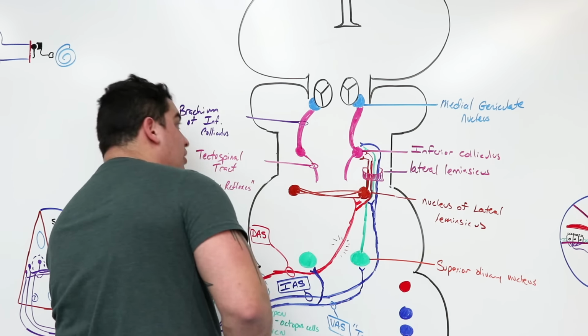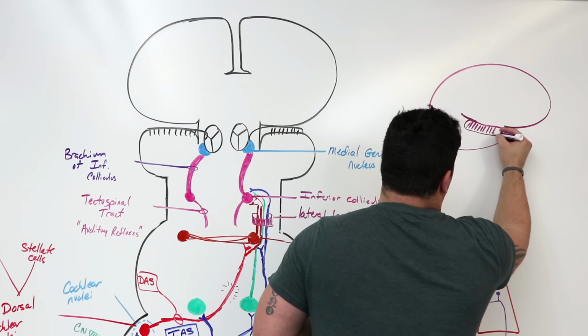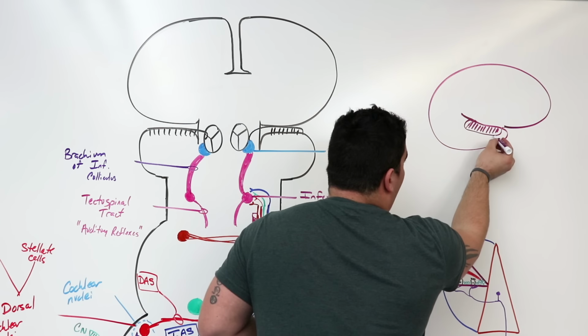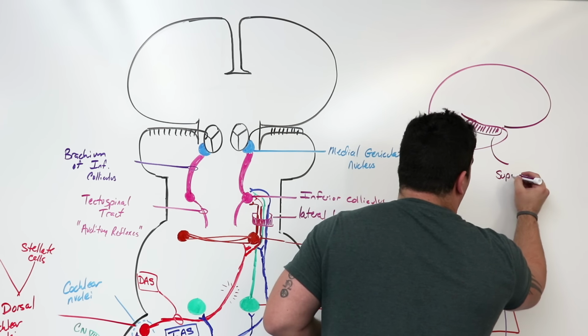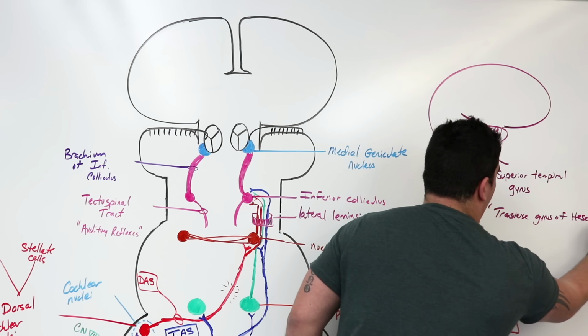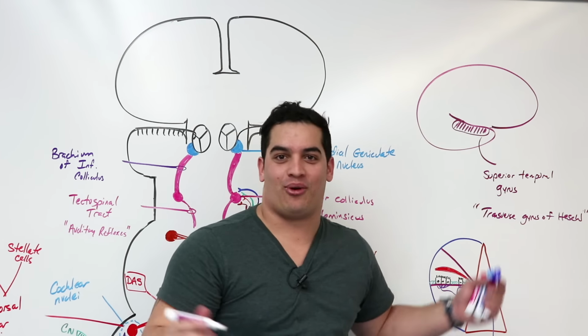Here's your temporal lobe. Right on the temporal lobe is an important gyrus, okay? Right here is this gyrus. This gyrus here is called the superior temporal gyrus. Another name for it is the transverse gyrus of Heschl. So they call it the transverse gyrus of Heschl or the superior temporal gyrus.